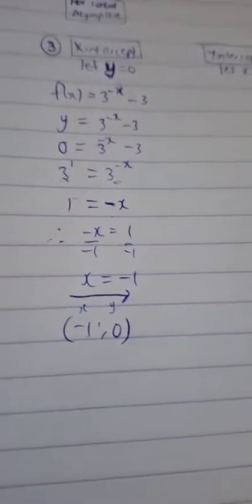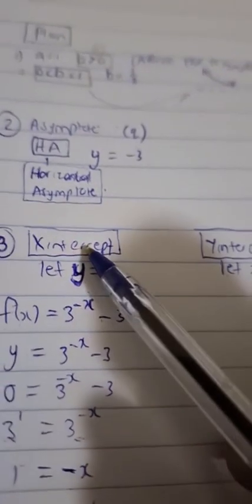Okay, so this, guys, is our x-intercept. These are the coordinates of the x-intercept. X is equal to negative 1 is the x-intercept, the way the graph cuts the x-axis. Okay, let's go to the y-intercept. Let's let x be equal to 0 this time round. Remember the function is f of x is equal to 3 to the power negative x minus 3.